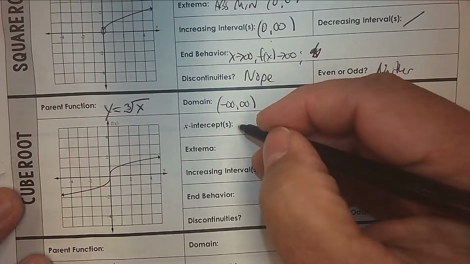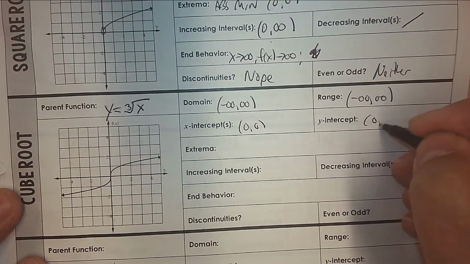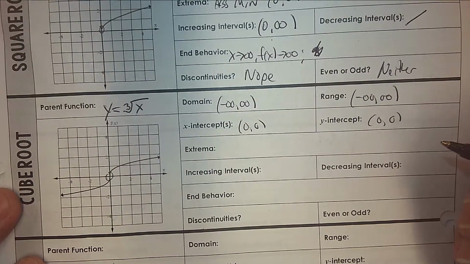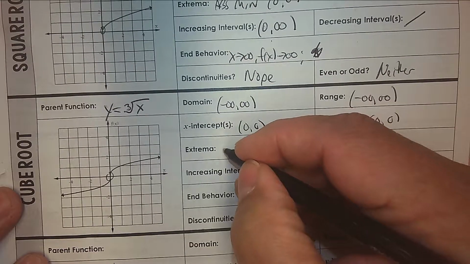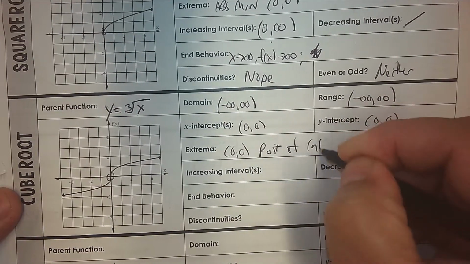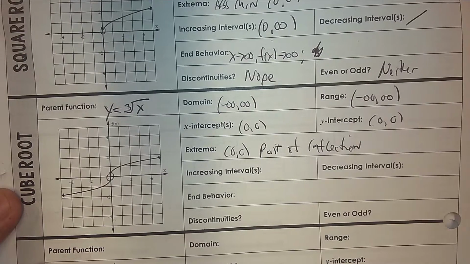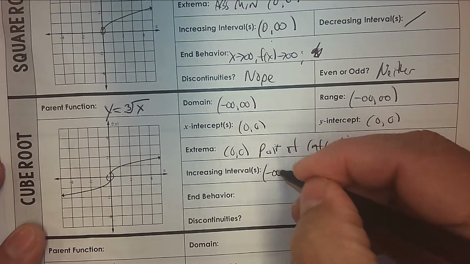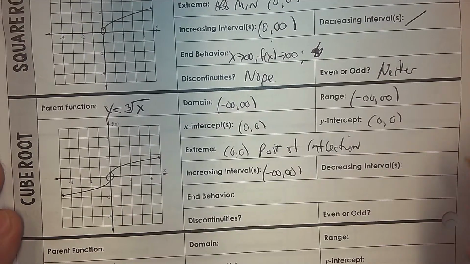We have x and y intercepts at 0, 0. We only have this point in the middle. Again, we have a concavity change. So 0, 0 is a point of inflection, but we don't have a maximum or a minimum. The end behavior, where is it increasing? Everywhere from left to right. It's going up, left to right, and there's nothing decreasing.